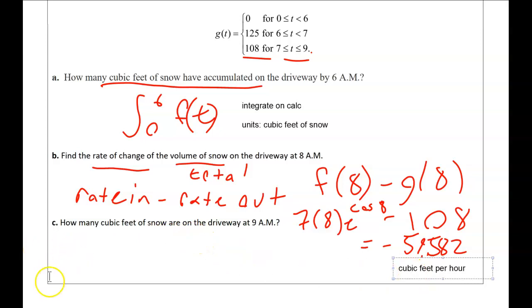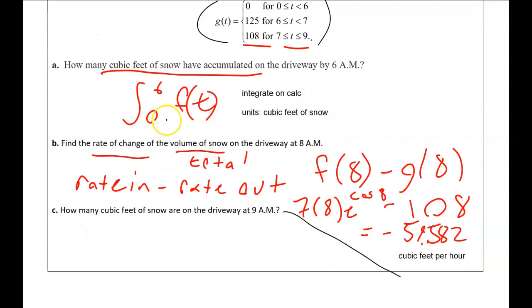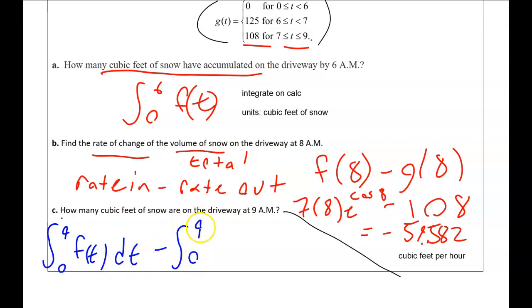She's making some progress. Now, part C is the hardest part here. How many cubic feet of snow are on the driveway at 9 a.m.? Now, the reason this is hard is because of our guy g of t here. g of t is a piecewise function. That makes our job a little bit more challenging, right? So if I want 9 a.m., I need the total in minus the total out. So I would do the integral from 0 to 9 of f of t dt minus the integral from 0 to 9 of g of t. Or I could combine these, but I wrote it this way for a particular reason that we'll see in a second.